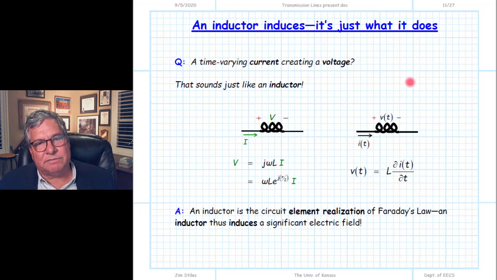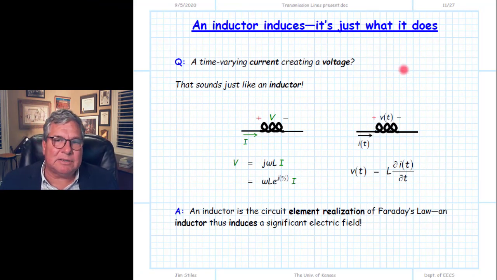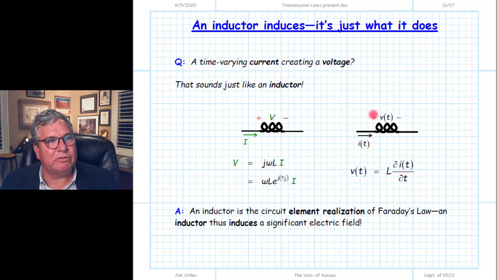Well, this behavior sounds very much like an inductor, doesn't it? We have a time-varying current which creates a time-varying voltage across an inductor. And this inductor, of course, is simply a circuit element realization of Faraday's law. We design a device that enhances the induced electric field and thus the resulting voltage.